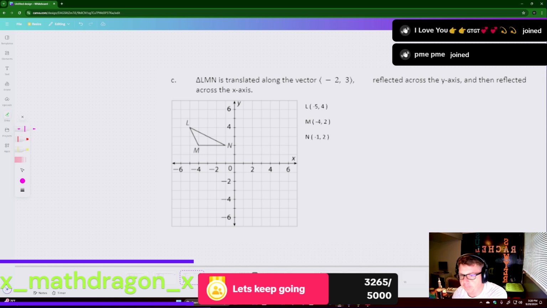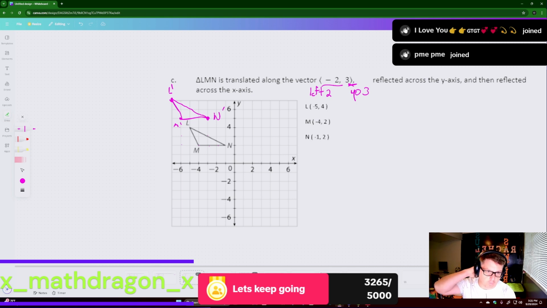Okay, next one. We want to first translate it, so we're going to shift it, and then this wants us to go left 2, up 3. That's what this vector's doing for us. So left 2, up 3, that will be L prime. Left 2, up 3, that will be M prime. Left 2, up 3, that will be N prime. So this is our new triangle.